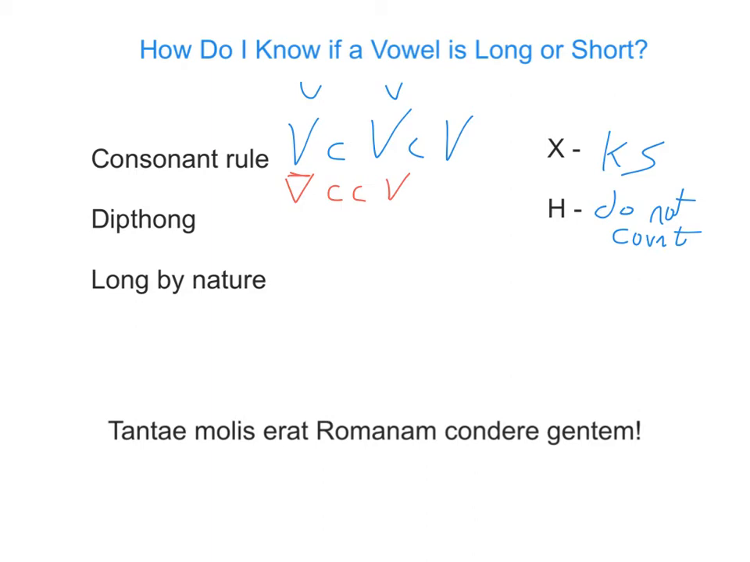Now diphthongs. Diphthongs are things like AE, OI, AI, sometimes UI, and OE, sorry, I forgot that one. Those are simply two vowels smushed together that make one sound. It is one syllable. So AE just makes the I sound. It's not I-E, it's I. It's simple, it's one sound, therefore it's just a long vowel. Okay, so diphthongs are long, and they are one syllable.